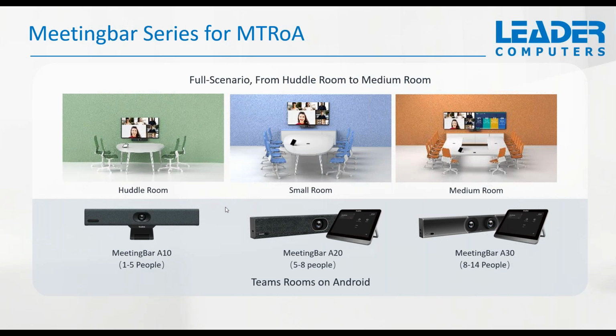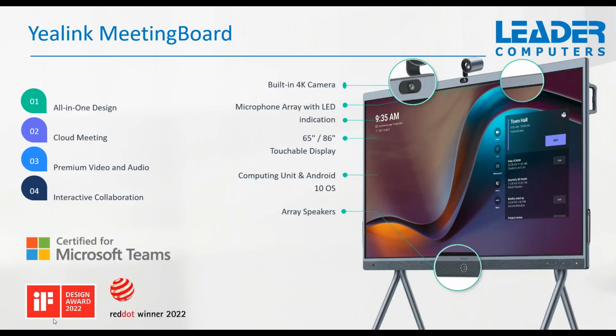Now, on top of those all-in-one bar solutions, Yealink also have their meeting board. So the meeting board is kind of new to Yealink, and it's available in two different sizes, the 65-inch and the 86-inch. Now, again, this is an Android-based solution. So the operating system that is built into this meeting board is Android, and it runs the Android-based Microsoft Teams Room application. Now, with this meeting board, as I stated, it's an all-in-one device. So it's got its camera built in, its mics built in, and its speaker built in as well.